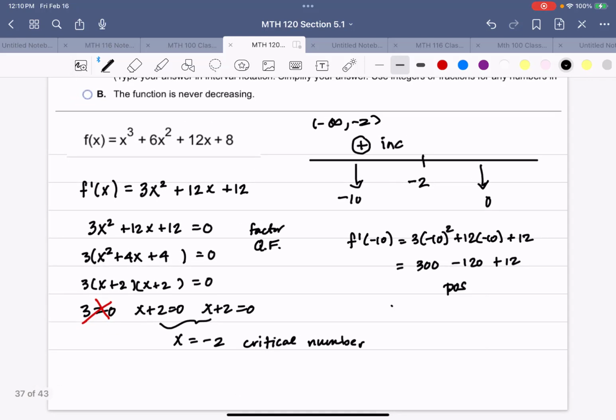Now I'm going to check f prime of 10. So that's 3 times 10 squared plus 12 times 10 plus 12. And this is definitely going to be positive. So it is also increasing here.